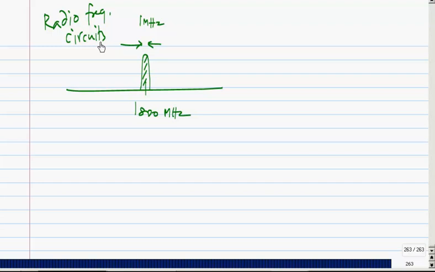Okay, now let's go back to the topic where we left off in the last class. What was that? Maximum power transfer. Okay, now we know enough about power with phases to deal with that.